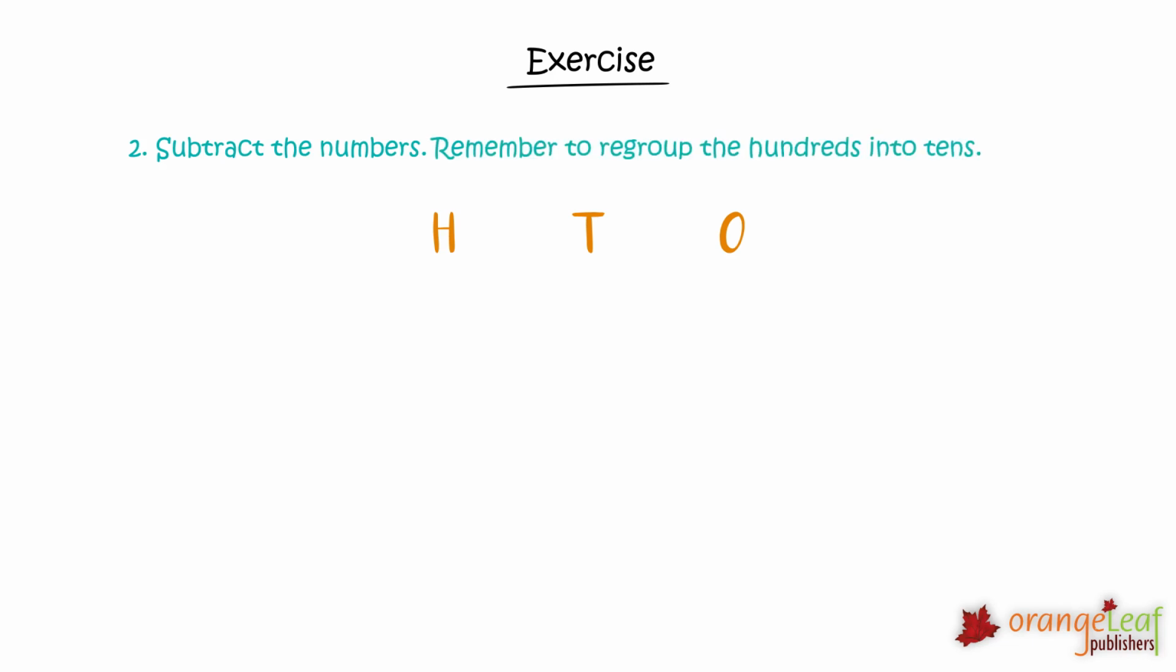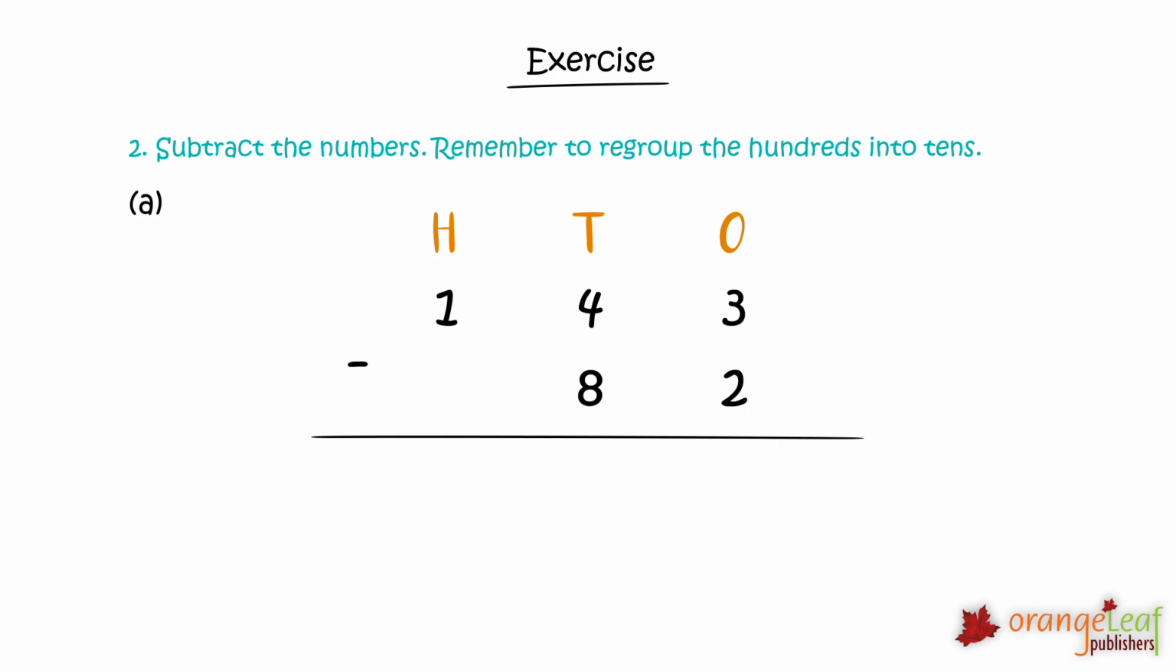Subtract the numbers. Remember to regroup the hundreds into tens. A. 143 minus 82. Step 1. Subtract the ones. 3 minus 2 is equal to 1. Step 2. Subtract the tens place. 4 minus 8. But since there are not enough tens, we borrow 100 from the hundreds place and regroup them into tens. Cancel 1 and write 0 from the hundreds place and take 1 in the tens place and write it beside 4. Therefore, 14 minus 8 is equal to 6. The answer is 61.